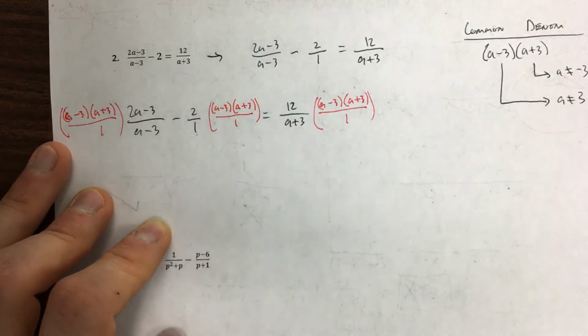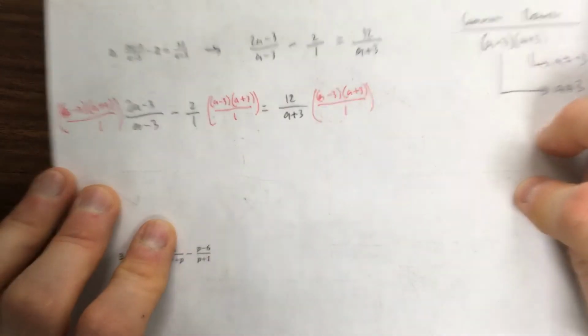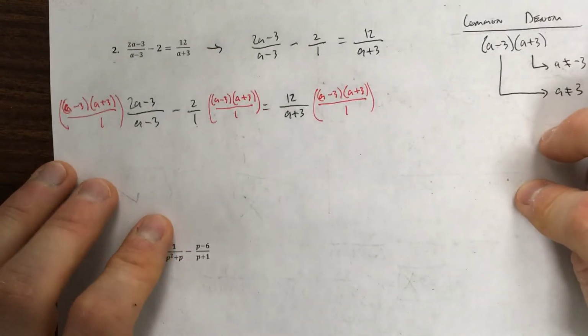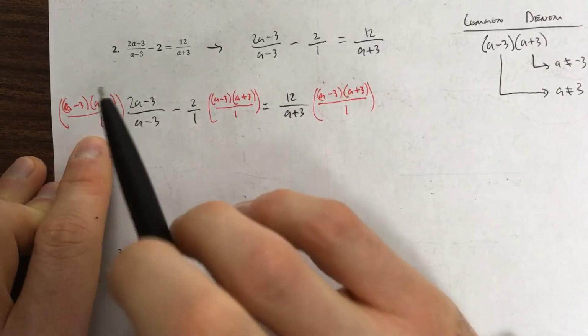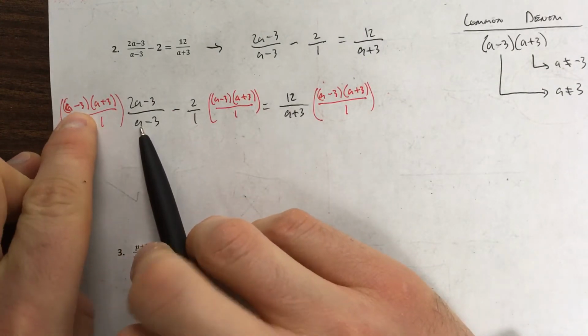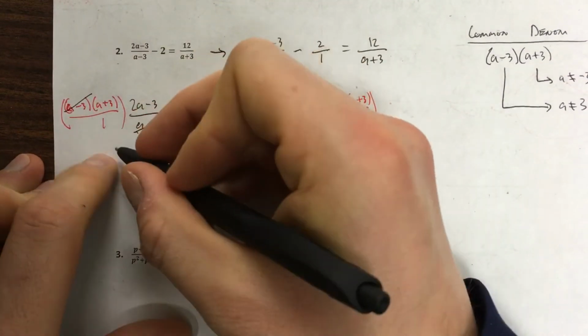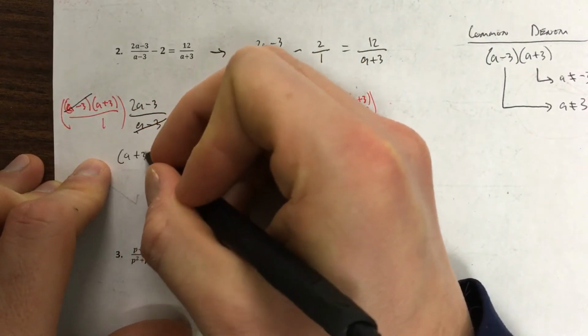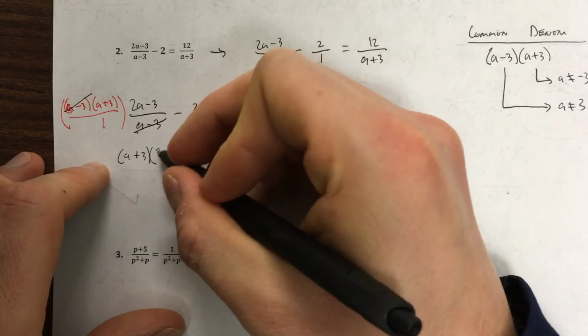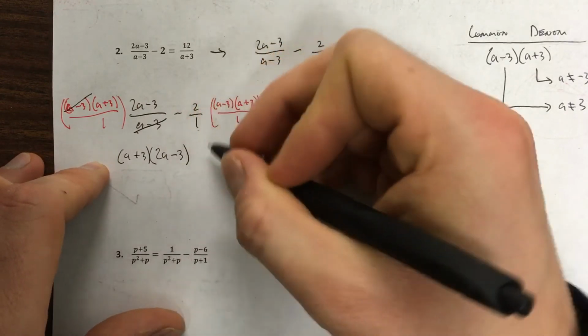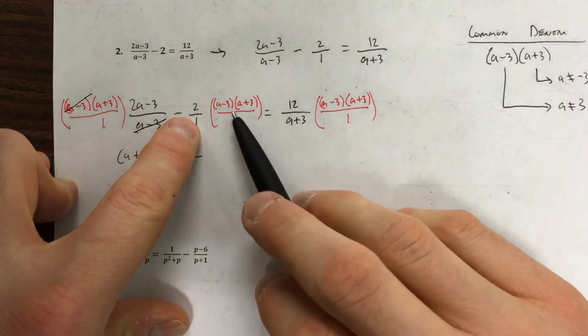All right, now let's see what divides out, what we can simplify. In our first term, hopefully we can see that we have an a minus 3 and an a minus 3. Those are going to go away. So what we have is a plus 3 times, I would keep this in parentheses, 2a minus 3 minus.